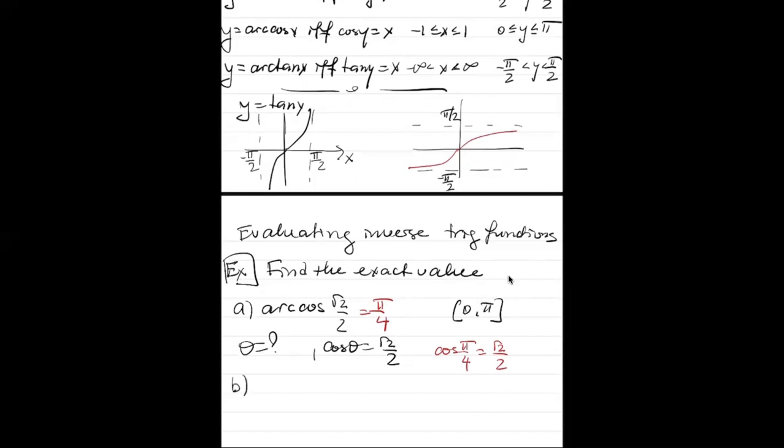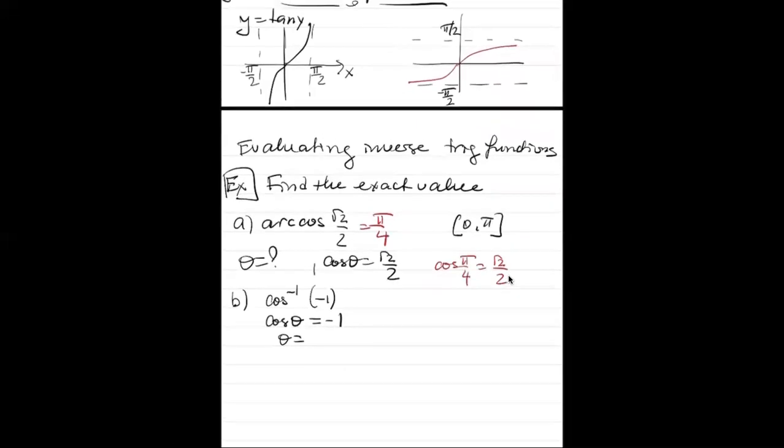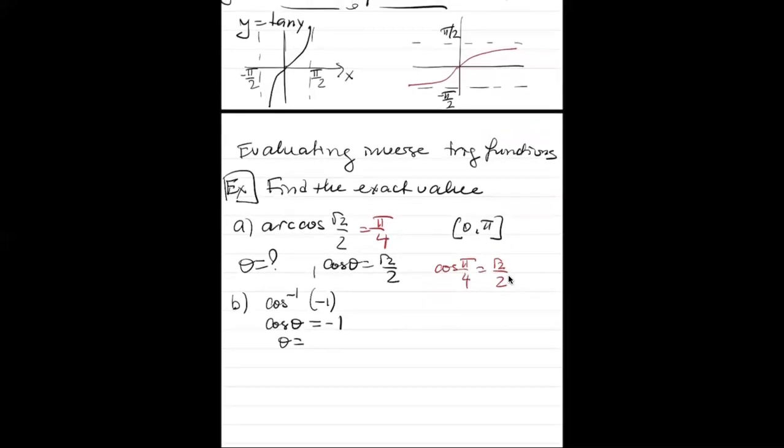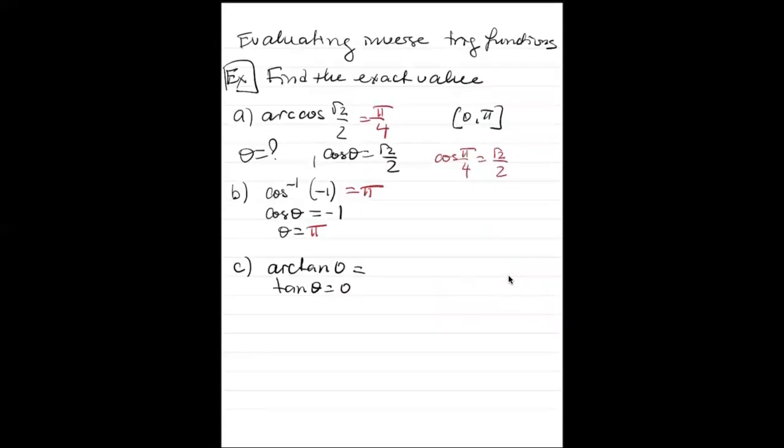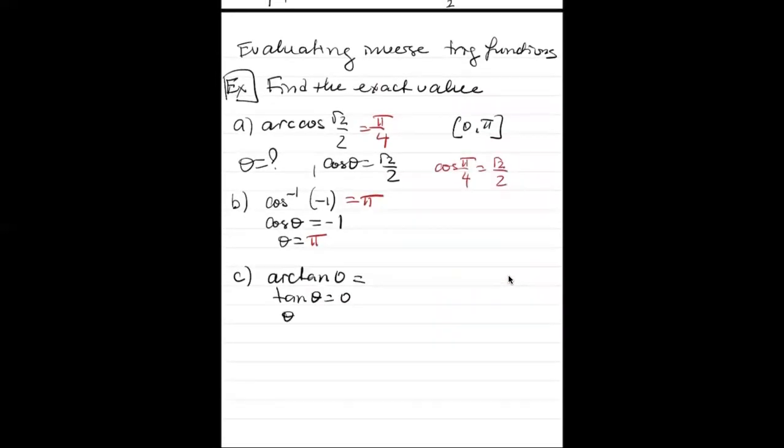So B, what is inverse cosine of -1? In other words, cosine of an angle equals -1. What is that angle? Whose cosine is -1? Think about the unit circle. That is obviously pi. So that's equal to pi. C, arctan of 0. So tangent of what angle is 0? We're looking for the angle whose tangent is 0, and we know that that is 0.